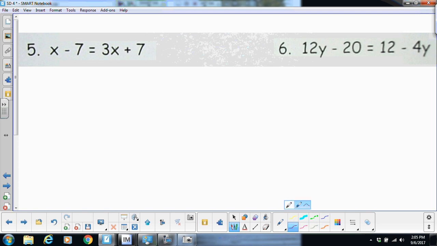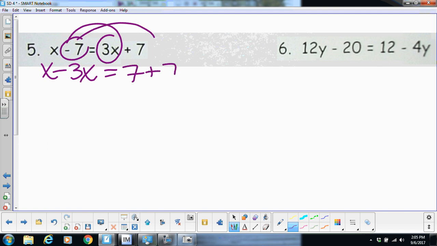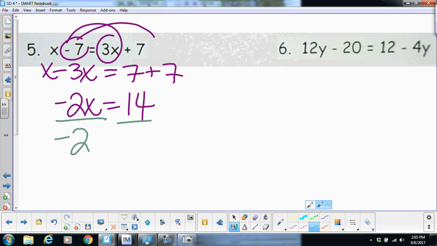All right, circle and move here. So it's going to be x minus 3x and 7 plus 7. So that's going to give me negative 2x and positive 14. And then your last step is to divide by negative 2.